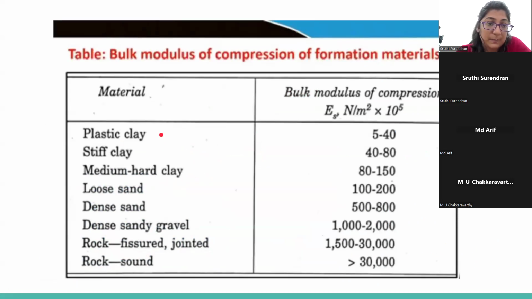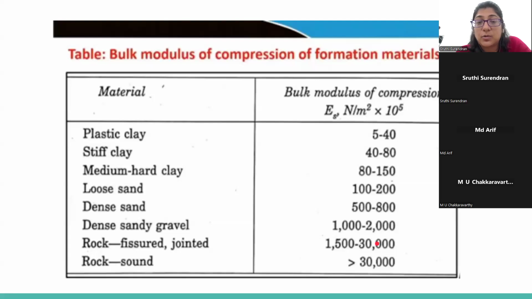One is starting with plastic clay, stiff clay, medium to hard clay, loose sand, dense sandy gravel, rock fissure and jointed material, then rock, which is rock sound. I don't know what rock sound is, maybe very hard rocks. Corresponding to all of that, these are the bulk moduli of compression. For plastic clay, it is 5 to 40, 40 to 80 is for stiff clay, and respectively, all the values are increasing as the porosity increases.